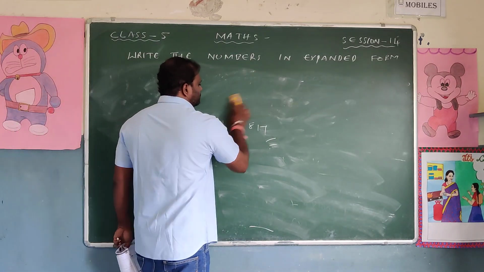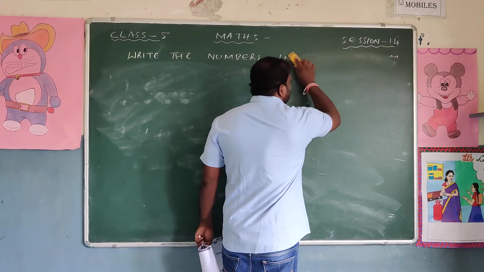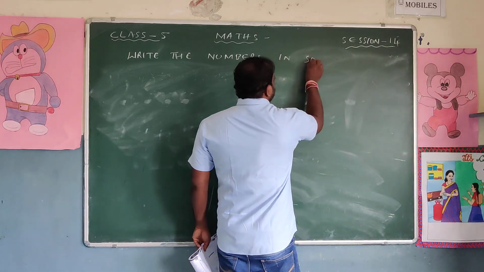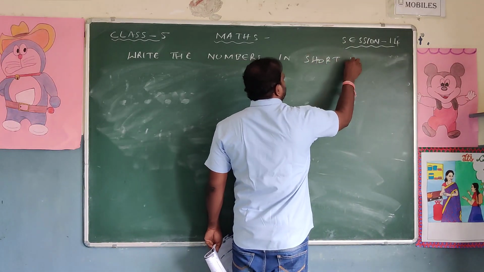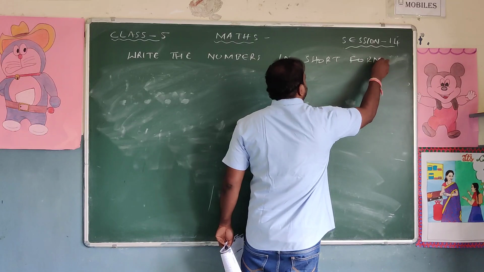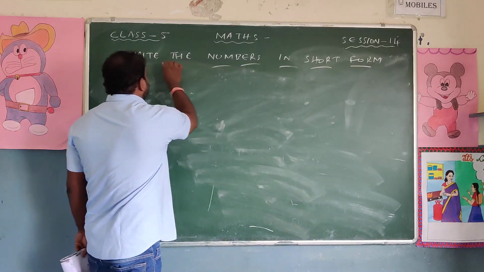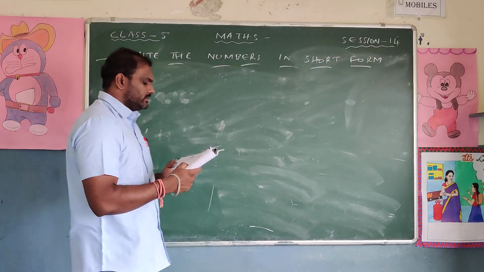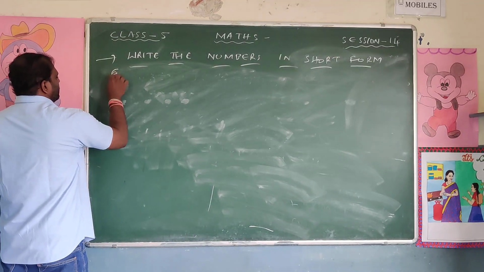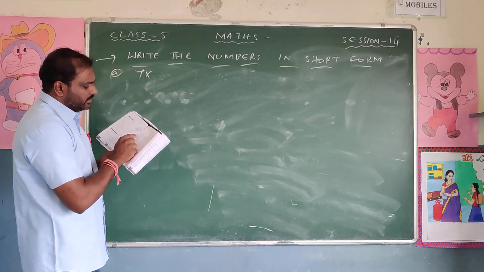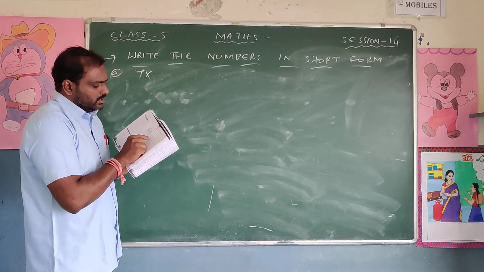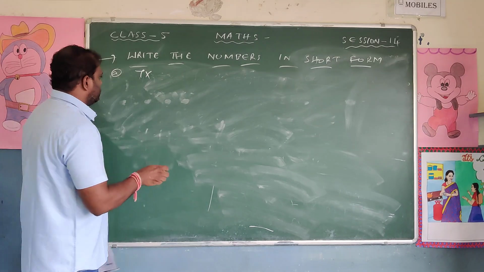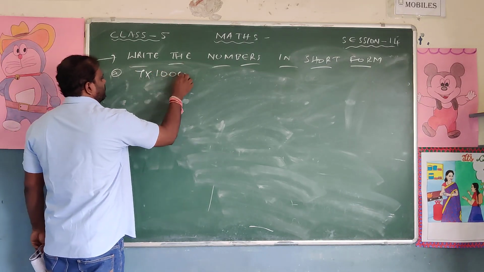So what is the next bit is, this time you give expanded form, you have to write in the short form. So write the numbers in short form. Right? So this is very easy bit when compared to the previous question. Right. So first one, A. 7 into, you have to count clearly how many are there. So it is 1, 2, 3, 4, 5, 6, 7, 8. 8 zeros are there.